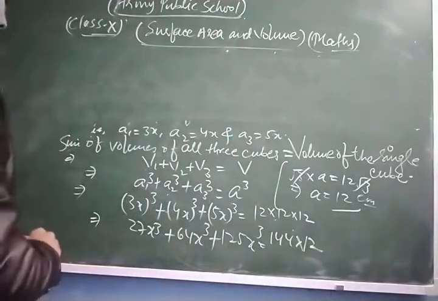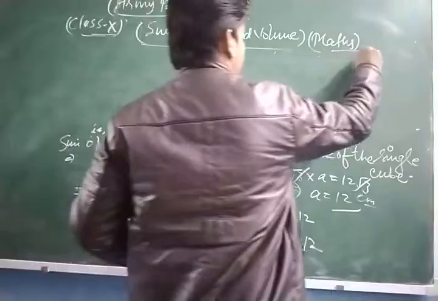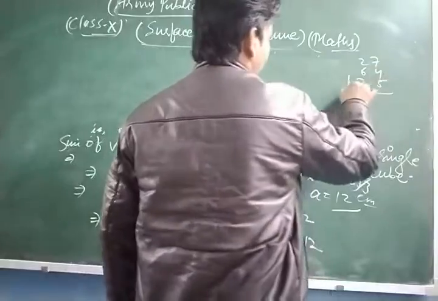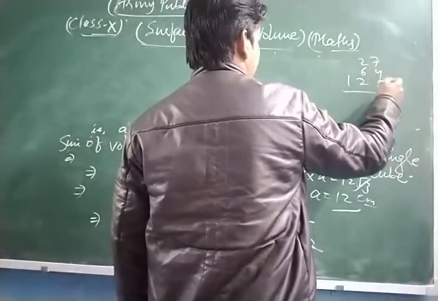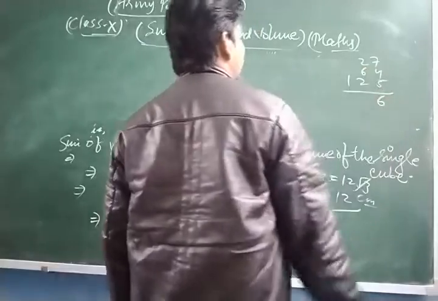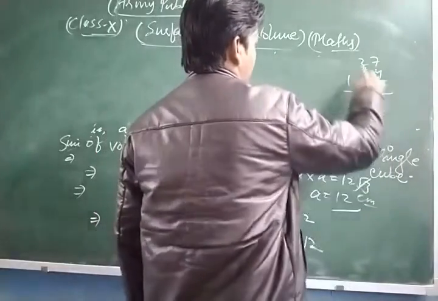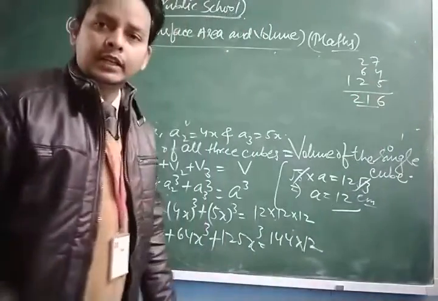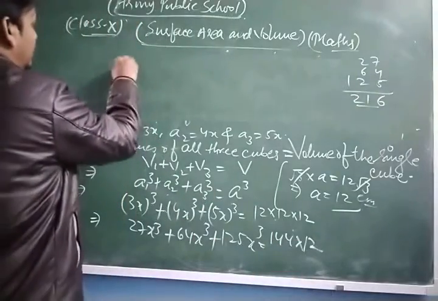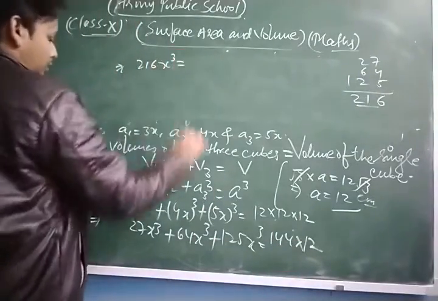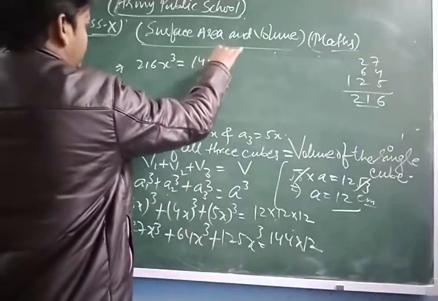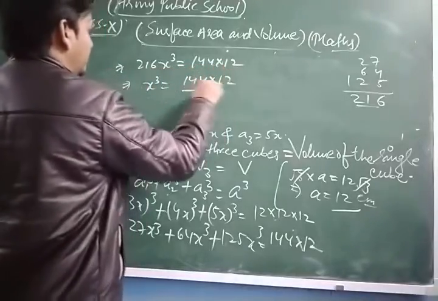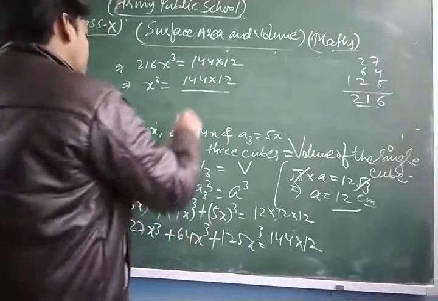Now look, now we are adding them there, student. 27, this is 27, this is 64, this is 125. Now look, 216. So look, this is 216 x cube is equal to 144 into 12. So x cube is equal to 144 into 12 upon 216.